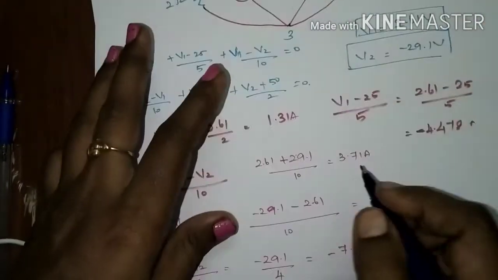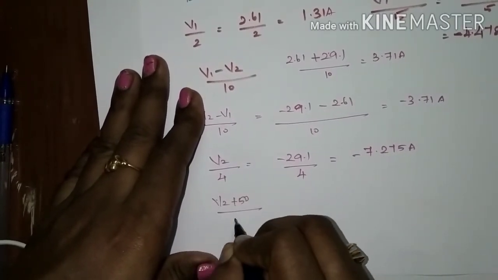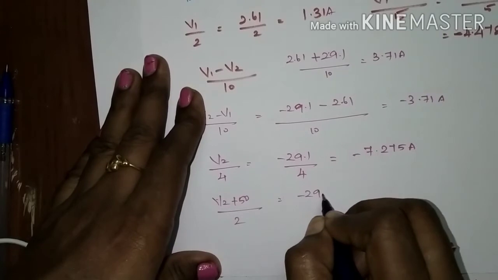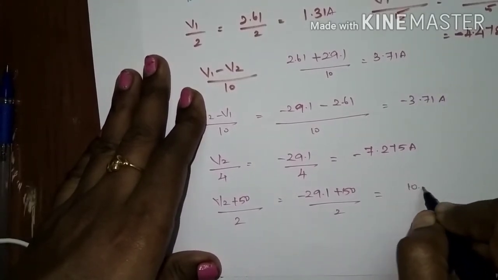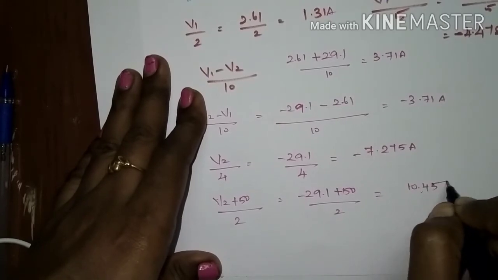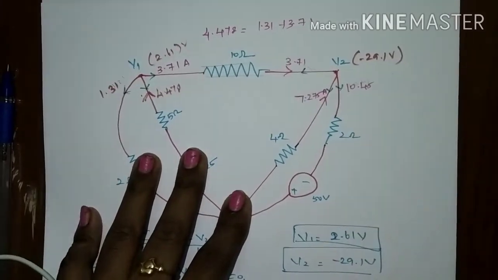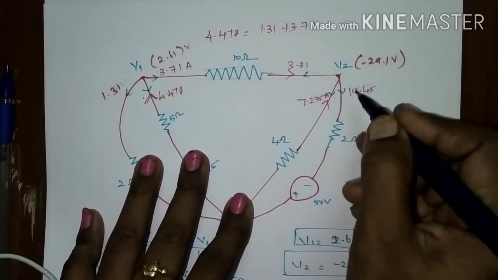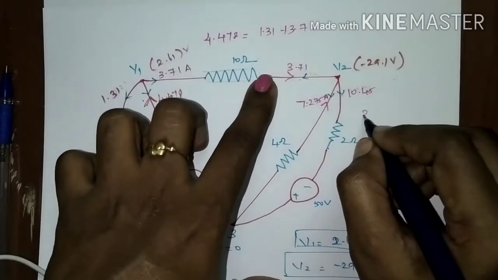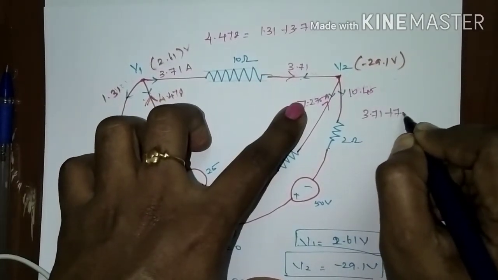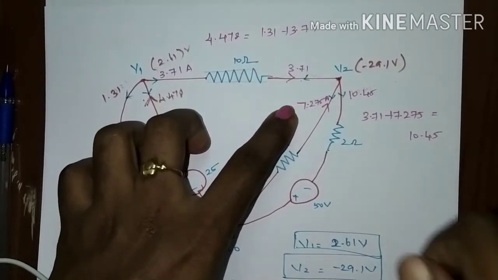And the last value, V2 plus 50 divided by 2. Your V2 is minus 29.1 plus 50 divided by 2. Your value would be 10.45. So, the 10.45 ampere is outgoing, which your assumed direction is also correct. So, apply KCL in this node. The sum of the incoming currents, 3.71 plus 7.275, is equal to 10.45.